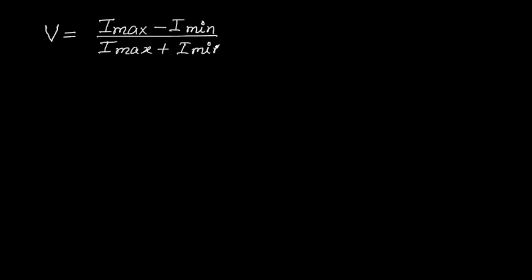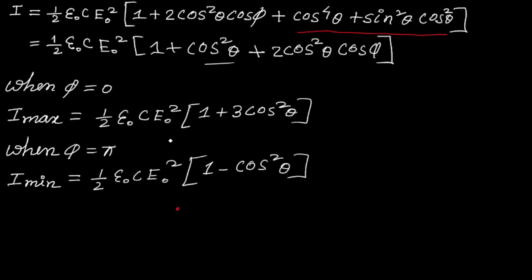V is equal to I max minus I min divided by I max plus I min. So if you put the value of I max and I min, whatever we calculated here.